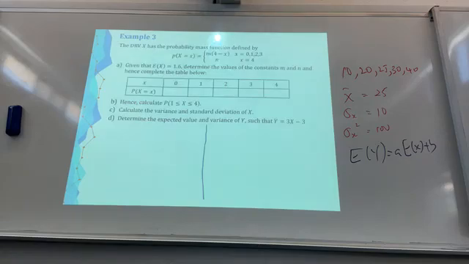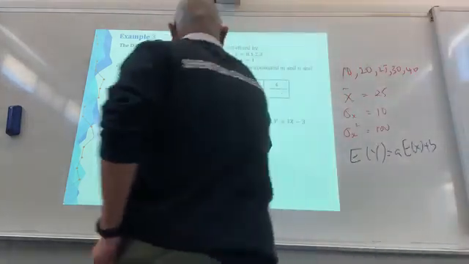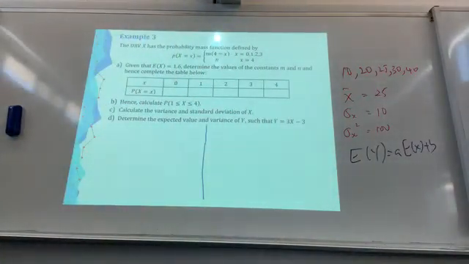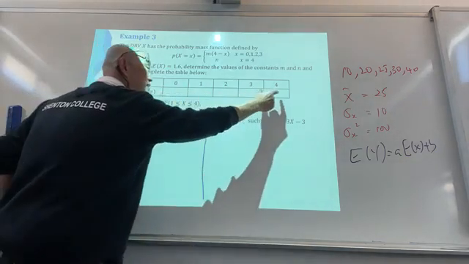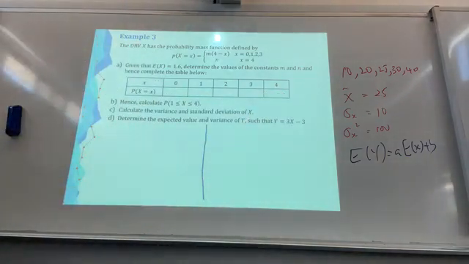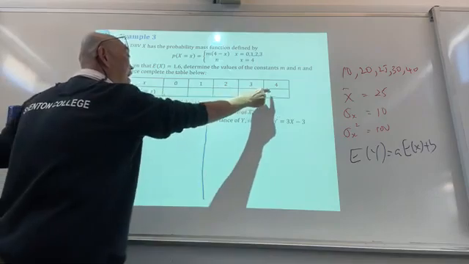Alright, next one. Example 3. The discrete random variable x has a probability mass function defined by this. Given that the expected value equals 1.6, determine the values of the constants m and n, and hence complete the table below. Alright? Now, how would you do this? Simultaneous equation. You also know that the sum of this equals 1. Alright? So you could work out what that is.